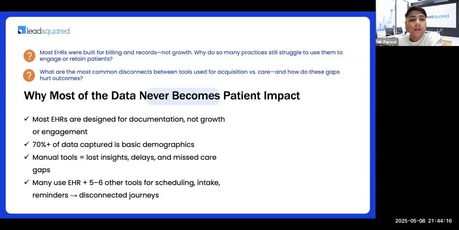So I think the point mentioned there as well, right? With manual tools, there's so much insight that is lost, and there are so many delays in utilizing that information from an engagement standpoint. What are the most common disconnects between tools used for acquisition versus care, and how do these gaps hurt outcomes? What are the main areas in your experience, and even with Healthy Young Minds before you bought on Lead Squared, what were the main gaps that were hurting patient engagement that you were able to fill?